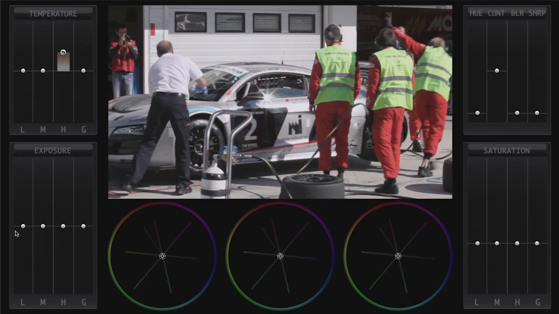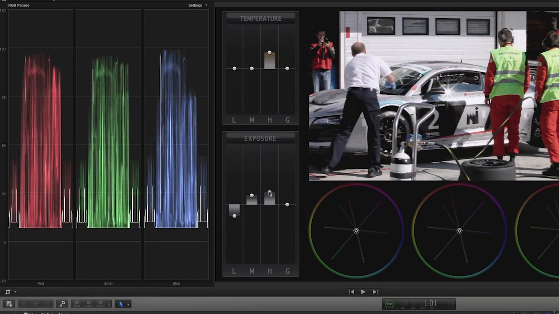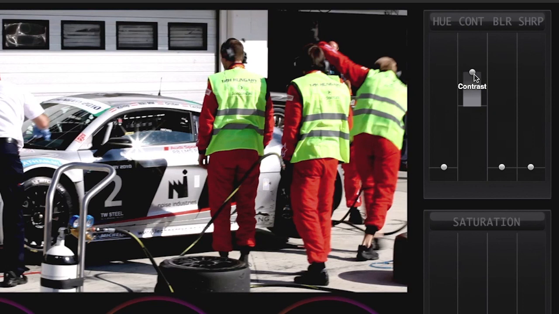The exposure section has similar sliders for lows, mids, highlights, and global. I'll make adjustments to the contrast by adjusting the mid, low, and highlight sliders. I always keep an eye on the scopes to make sure I'm not overdoing anything. There is a one-slider contrast control on the top right, which is a great quick fix as well.